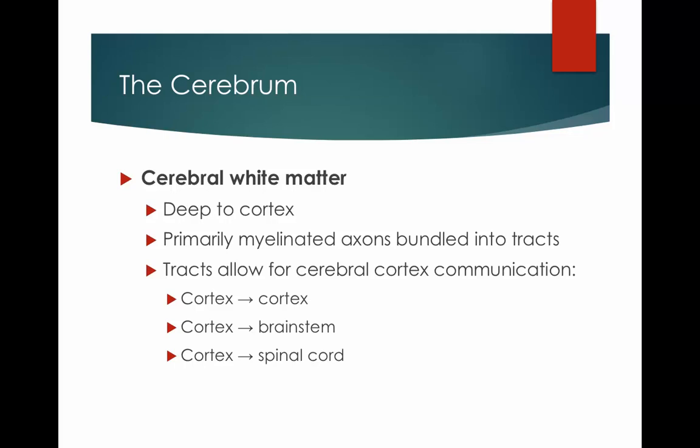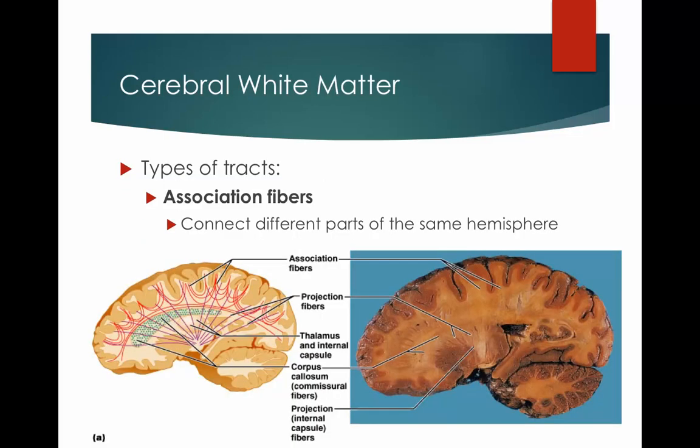So when we think about the tracts allowing for this cerebral cortex communication, it's then trying to figure out who they're allowing for communication with. So we have cortex to cortex, and that can be same hemisphere or it can be opposing hemispheres. We have cortex to the brainstem, cortex to the spinal cord. And so we have three different types of tracts that can present.